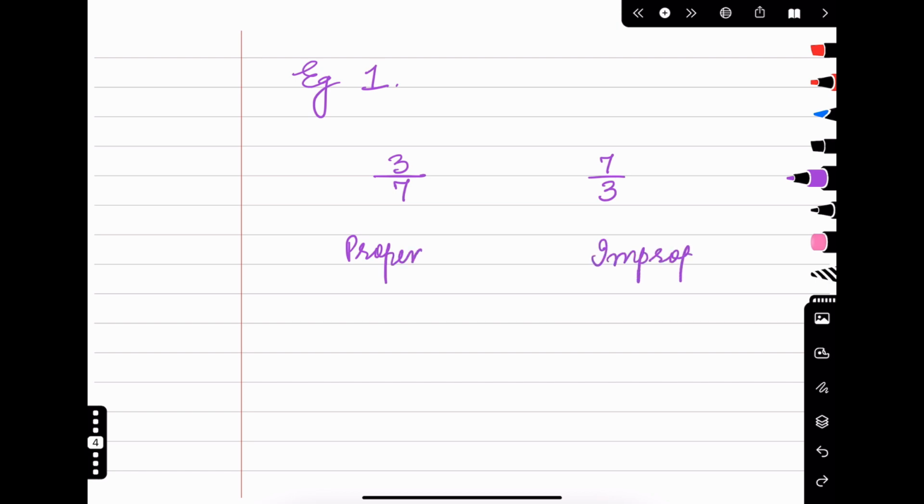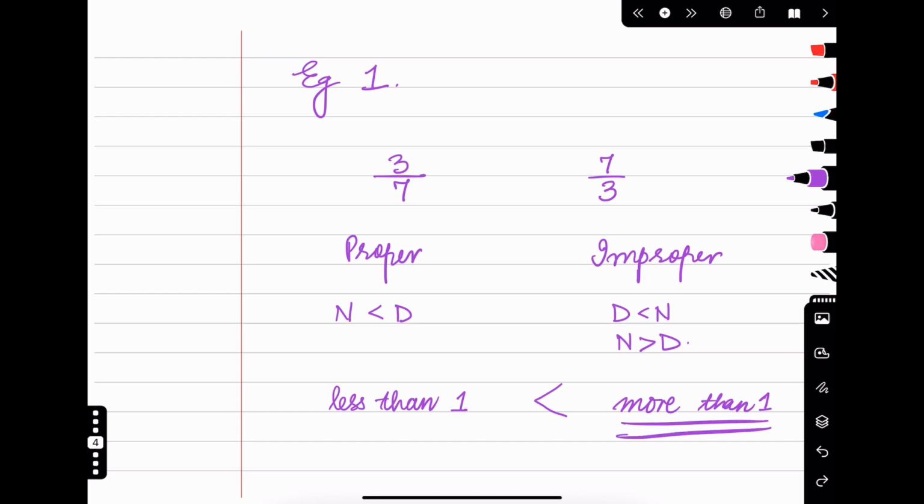Seeing 3/7, we know that it is a proper fraction and 7/3 is an improper fraction. Now why is 3/7 a proper fraction? It is because the numerator is lesser than the denominator, and the reverse of it, in the case of 7/3, the denominator is smaller than the numerator, or we can also say that the numerator is bigger than the denominator. In such cases, we'll always know the proper fraction is always less than 1 and the improper fraction is always more than 1. So obviously the improper fraction will be greater.